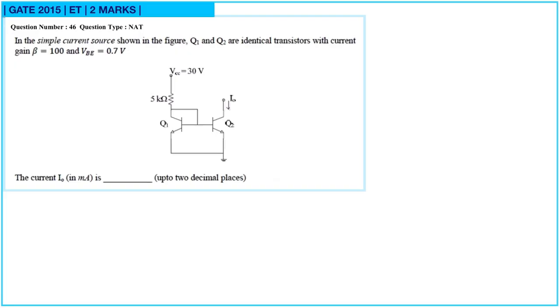Next, question number 46. In the simple current source shown in the figure, Q1 and Q2 are identical transistors with small signal current gain beta equal to 100 and VBE equal to 0.7 volt. Here VCC is given as 30 volt. The current I0 is what we want to find out.